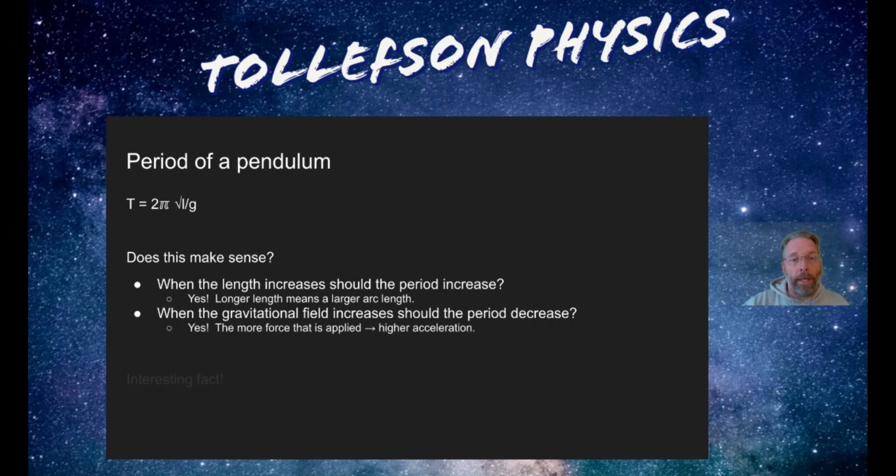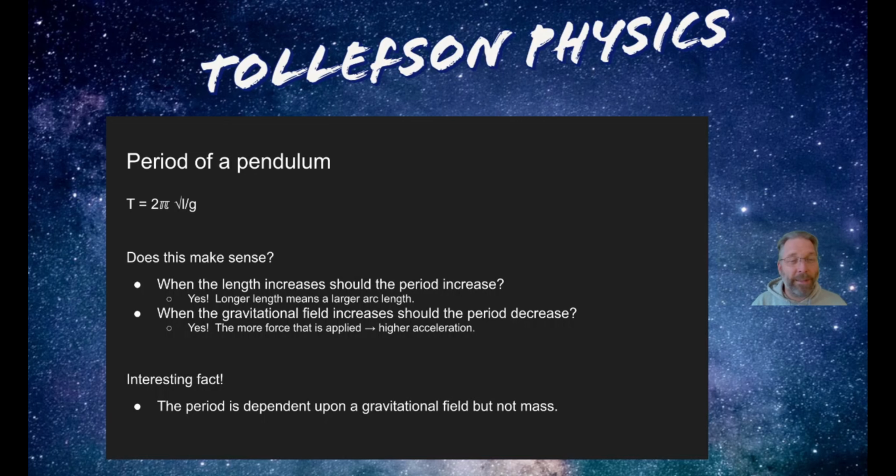All right. And so an interesting fact about this is the period is dependent upon the gravitational field, but not the mass. It's not the mass. So you can use a pendulum to figure out the acceleration due to gravity on any planet. Doesn't matter what mass you use. All that matters is the length. Then measure the period. You can figure out little g.